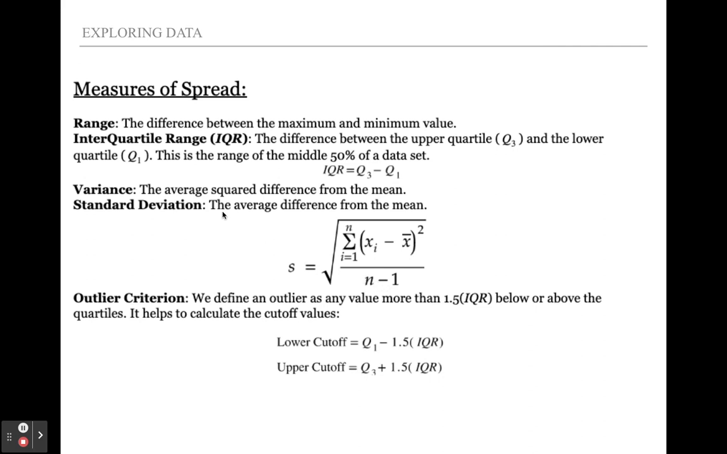Just know that the standard deviation is the typical difference from the mean. So if the standard deviation is 3, that means on average, data differs from the mean by about 3 units. Okay, small standard deviation, small spread, large standard deviation, large spread, and don't worry so much about this formula.